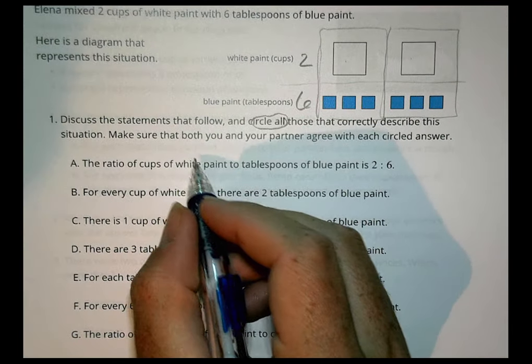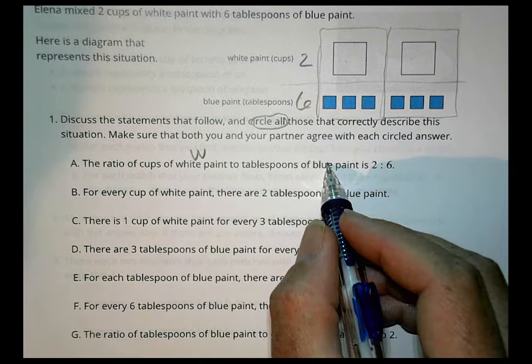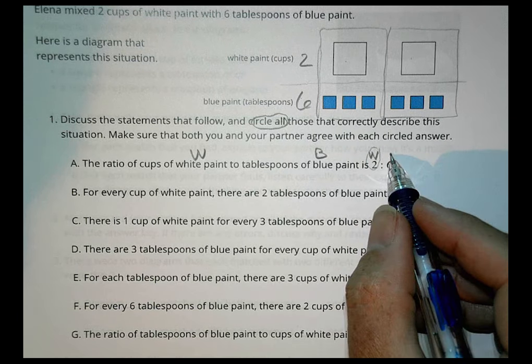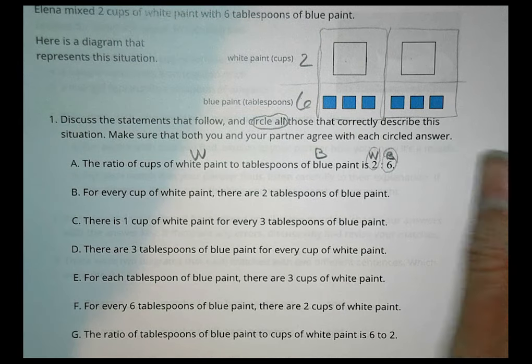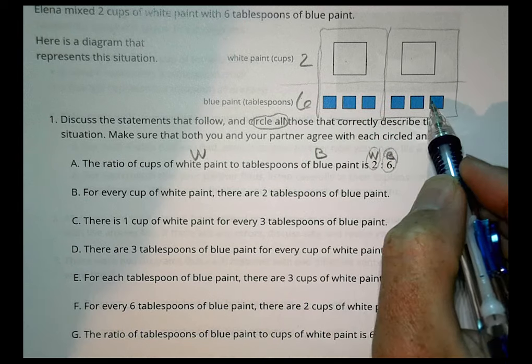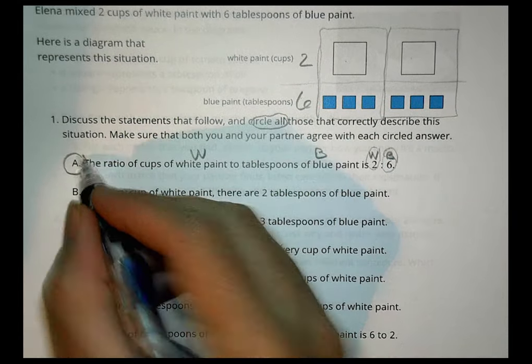The ratio of white to blue is 2 to 6. Well, so they're saying that white to blue is 2 to 6. So the order matters here. They're saying white is 2 for every 6 blue. Is that a true statement? Here we have 2 whites for 6 blue. So that looks correct. We're going to say, okay, that sounds good.